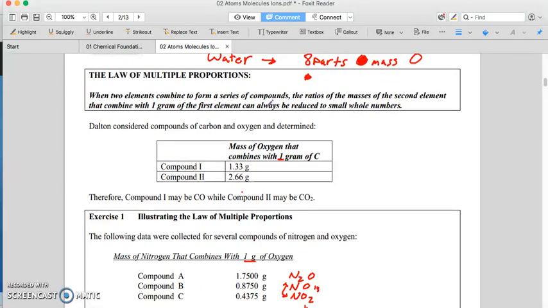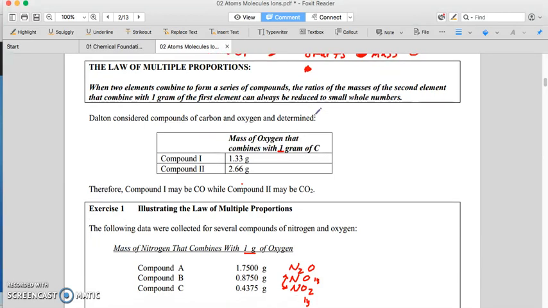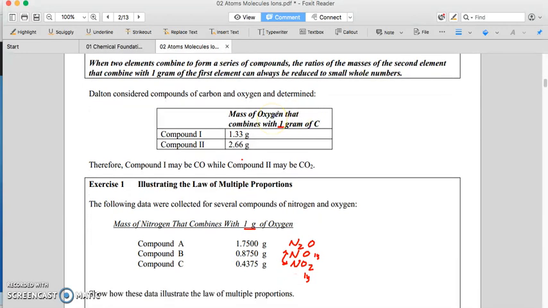Multiple proportions. I think this one's an even worse culprit of definitions that don't mean anything at first glance. So, when 2 elements combine to form a series of compounds, the ratios of the masses of the second element that combine with 1 gram of the first element can always be reduced to small whole numbers. That probably means nothing to most of you that just read that. I know it didn't to me when I first read it, when I was taking the same course you're taking.